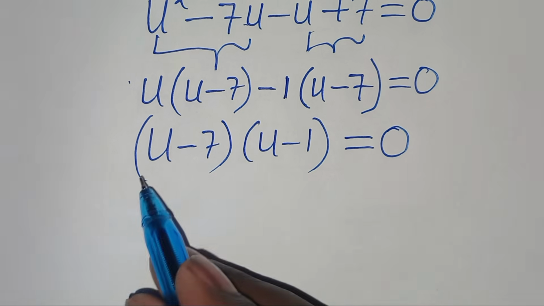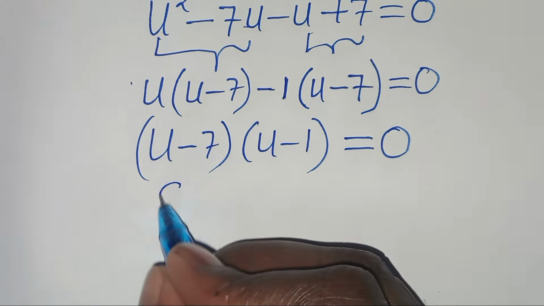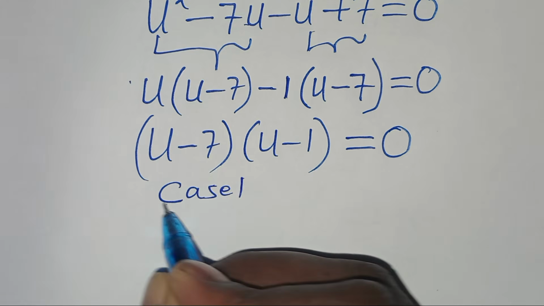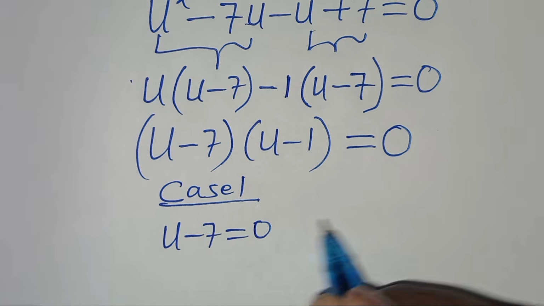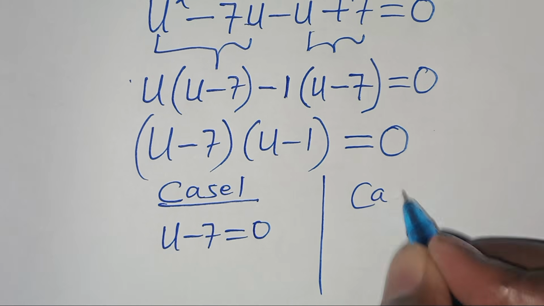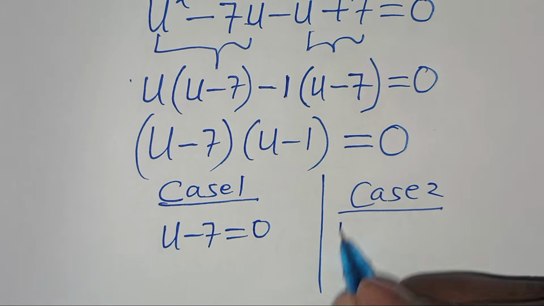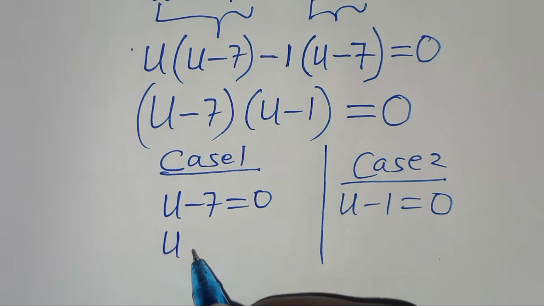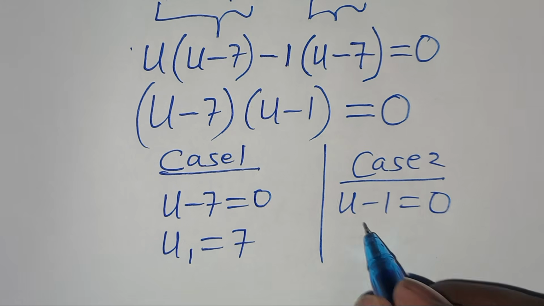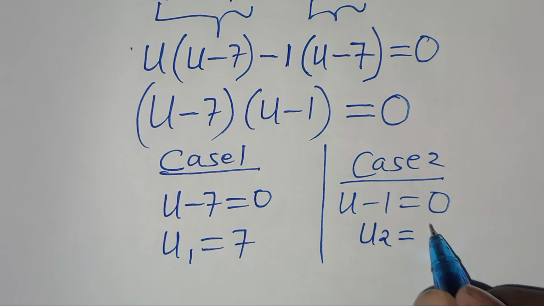Now, we have got two parts here. We have case 1, u minus 7 is equal to 0, and case 2, u minus 1 is equal to 0. u1 is equal to 7, and u2 is equal to 1.